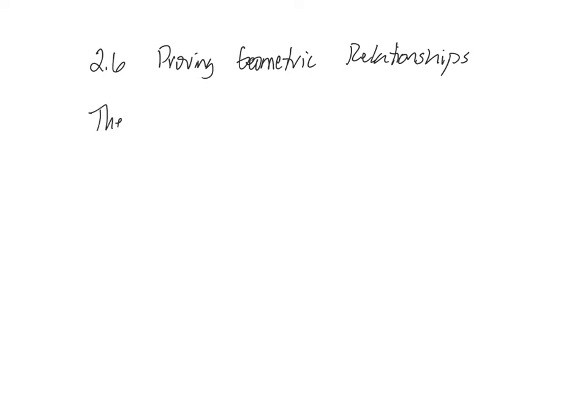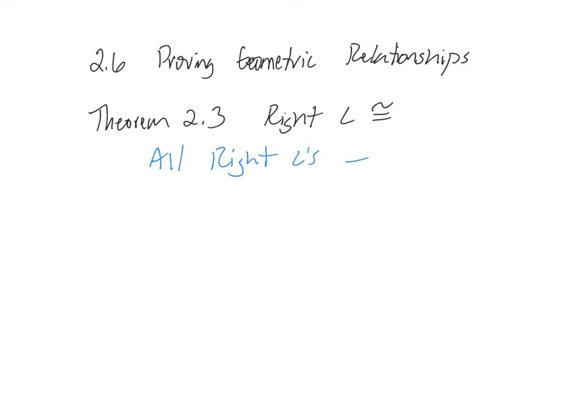So we're going to start to identify different theorems. Theorem 2.1 and 2.2 were just the properties that we talked about before, so I didn't write them down as theorems. This one is called the right angle congruence theorem, and it's really simple. It says all right angles are congruent. Remember, a right angle is 90 degrees. So that one is a pretty straightforward one.